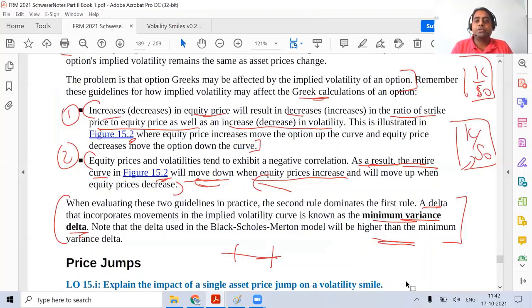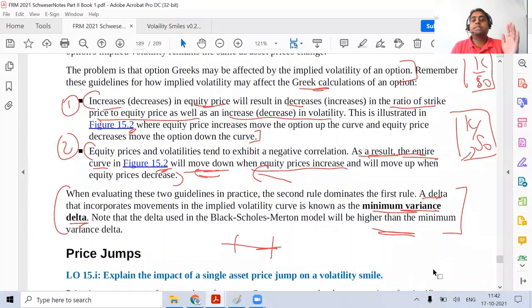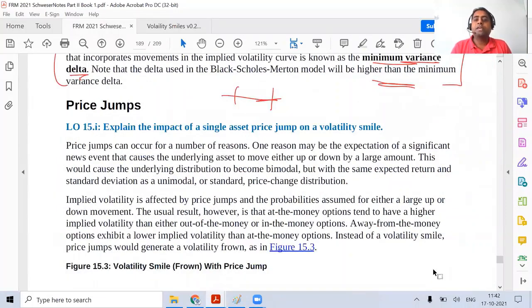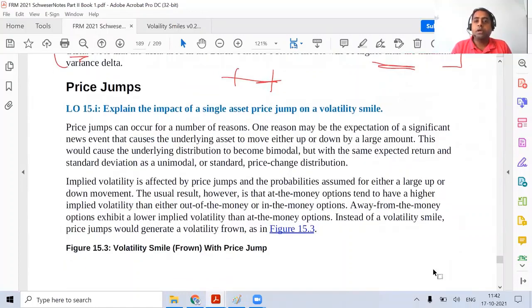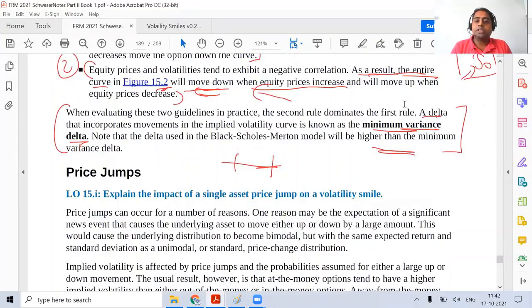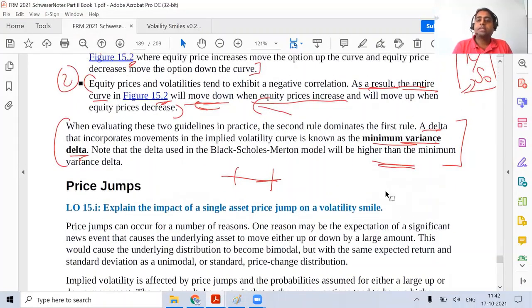There is a last section over here which talks about the price jump. Now, this is a slight variation in terms of the volatility smile. We can see volatility frown happening. Till now, we have just covered the volatility smiles. Jinesh, answering your query, this last paragraph you need not worry about from the exam perspective.